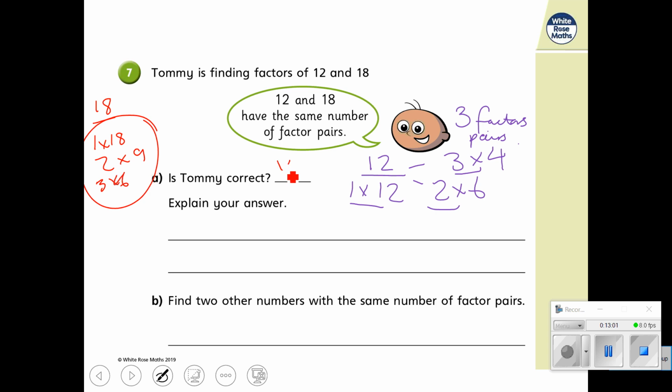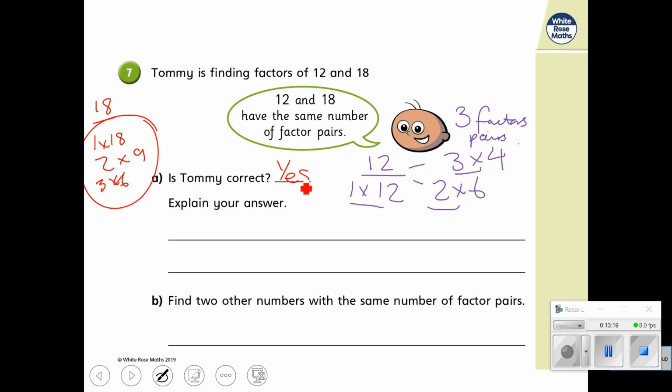So is Tommy correct? Yes. And we have just proven it. We've to explain your answer. You can say they both have 3 factor pairs. And now the next question says find 2 other numbers with the same number of factor pairs.